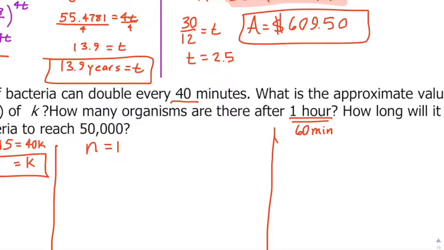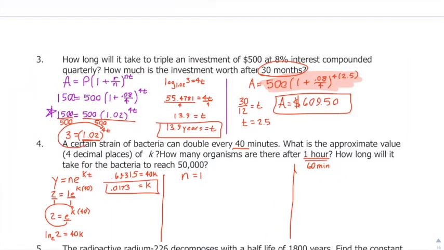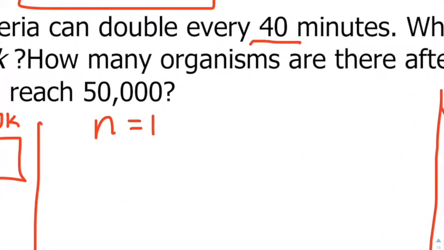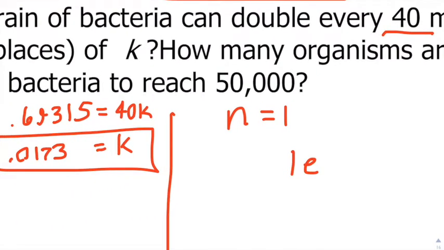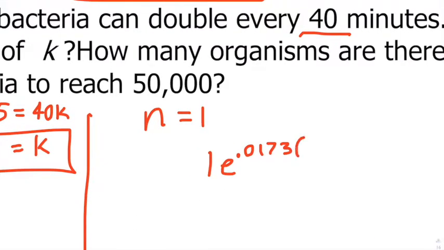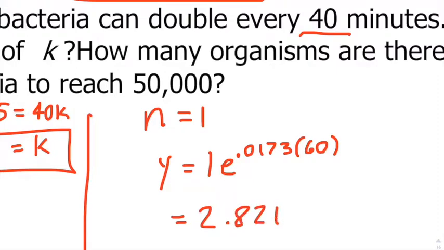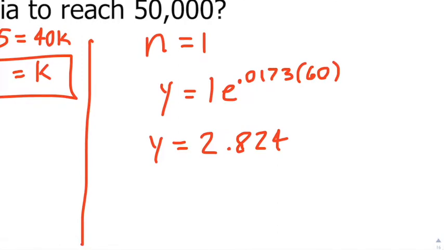I'm just trying to see if I forgot anything here. No? Okay. So we'll go 1 times e, and then we're going to use that k value that we just got, 0.0173. And then 1 hour was 60 minutes. You can just type that in, one line in your calculator. Apparently that will get to about 2.824. So you'd go from 1 to about 2.8 of those bacteria.